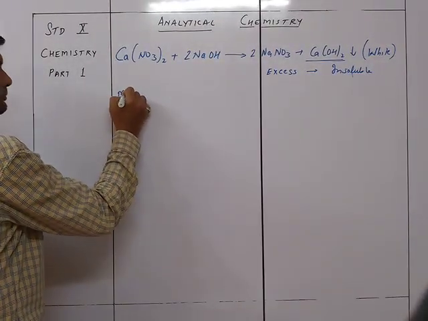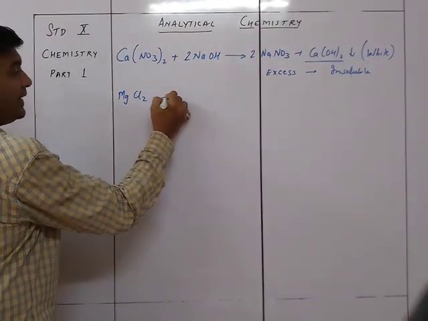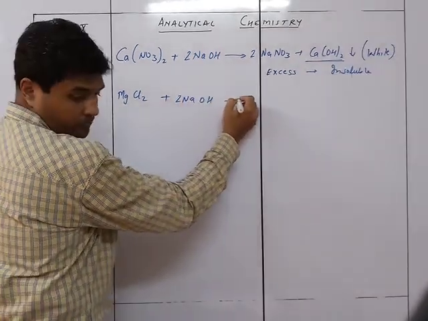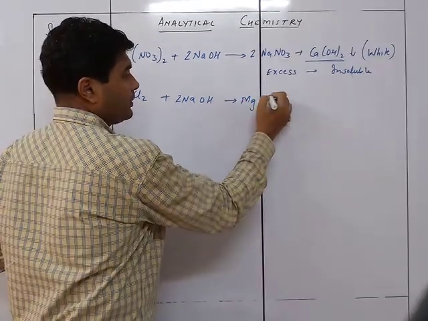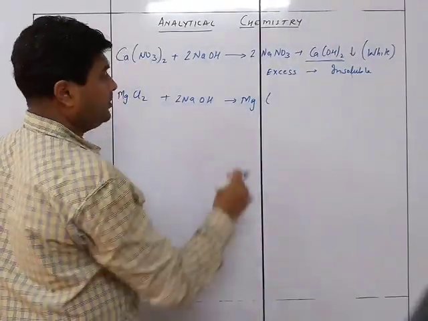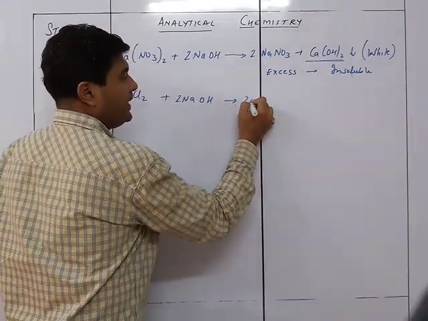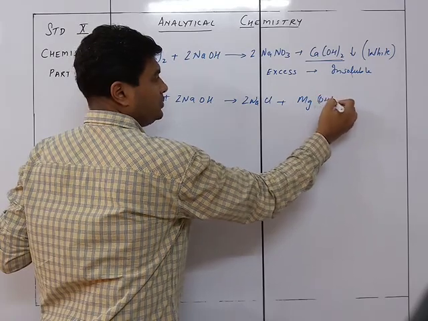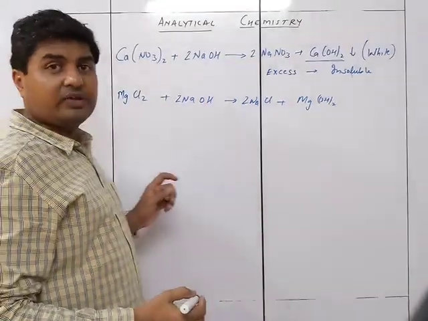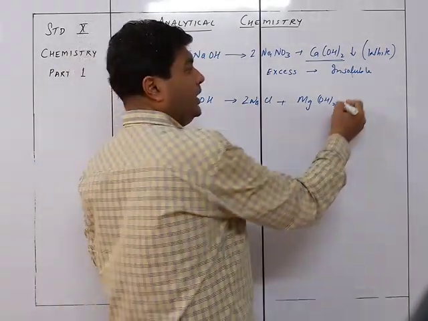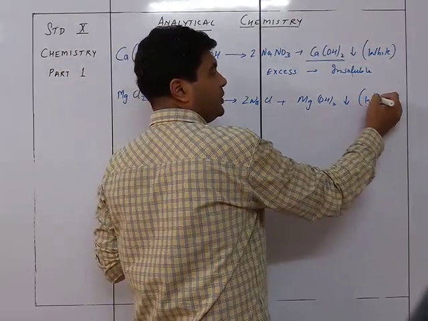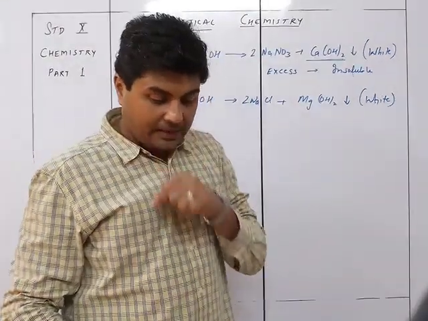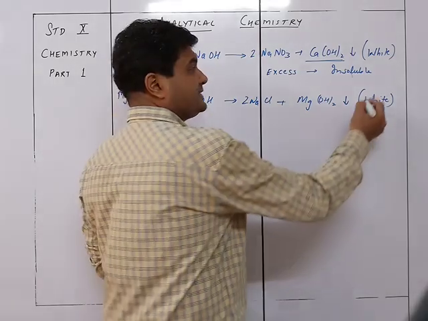So we have MgCl2 plus 2NaOH is going to give you Mg(OH)2. Sorry, it will be NaCl first. So 2NaCl plus Mg(OH)2. You can see again Mg is part of the colorless ones. So again what I am going to get is a precipitate which will be white in color, and here it will be dull white. It is called dull white.